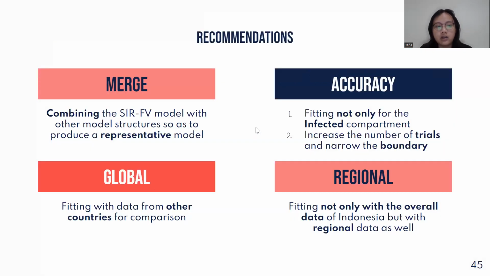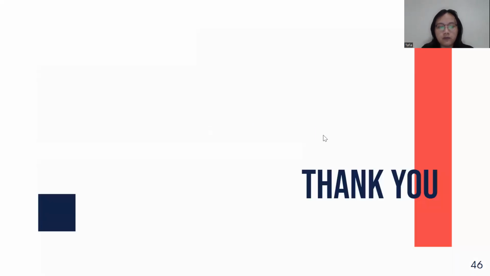The following are suggestions that the author can give to improve the quality of this final project or to continue other similar studies. Combining the CRFV model with other model structures such as SEIR, SIRS, so as to produce a model that is more representative of compartments in the real world; fitting not only with the actual data of active cases for the infected compartment, to produce a more accurate parameter estimation; increasing the number of trials and narrowing the boundary in estimating parameters to make it more accurate; fitting with data from other countries for comparison; and fitting not only with the overall data of Indonesia, but also with regional data so that it is more widespread and representative. That's all from my presentation, more or less.